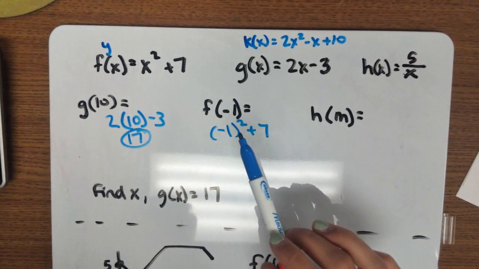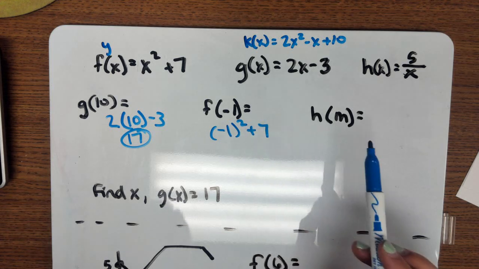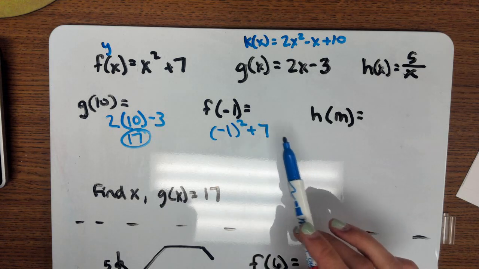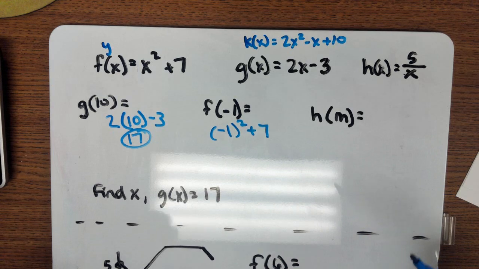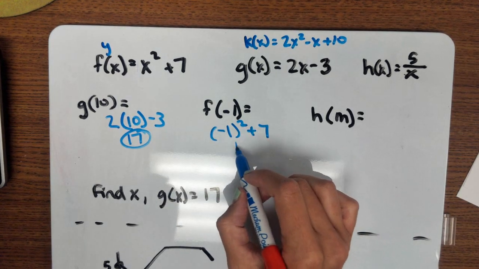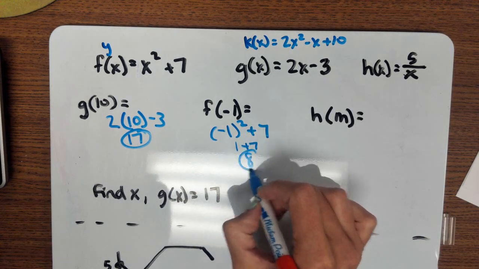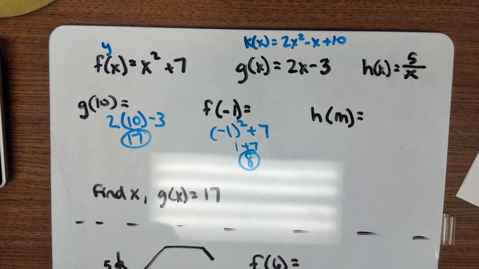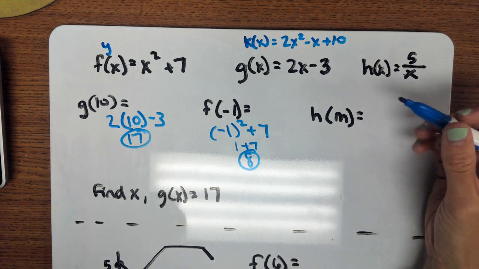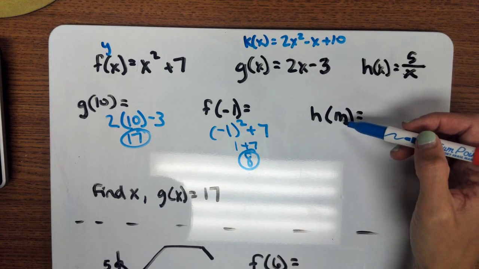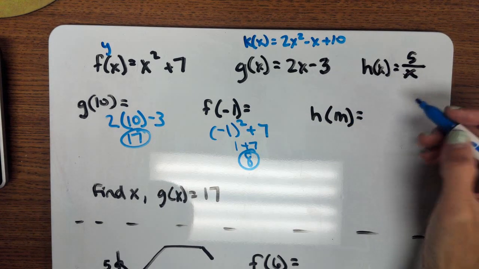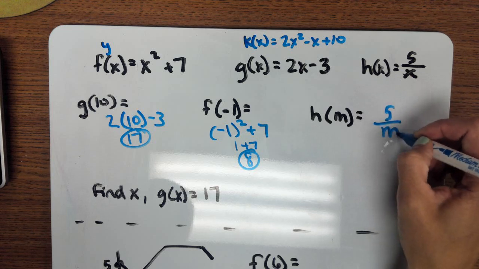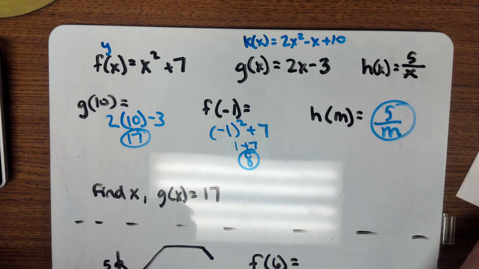It is so important, especially with negatives, because if you just type that in your calculator without parentheses, it's going to give you an answer of 6, when really negative 1 squared is positive 1 plus 7. Your final answer should be 8. So make sure that you do put those parentheses, or just if you're doing it in your head, a negative times a negative is a positive. Then h of m, so m took the place of x, so all we're going to do is replace x with m, and that's it. There's nothing we can do there.